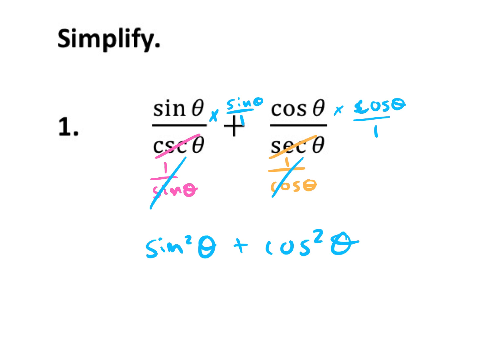So now I have sine squared plus cosine squared. When we have trig functions squared, and especially when we're adding, we may have to use a Pythagorean identity. What would this simplify to? 1. Awesome. So our answer would be 1.